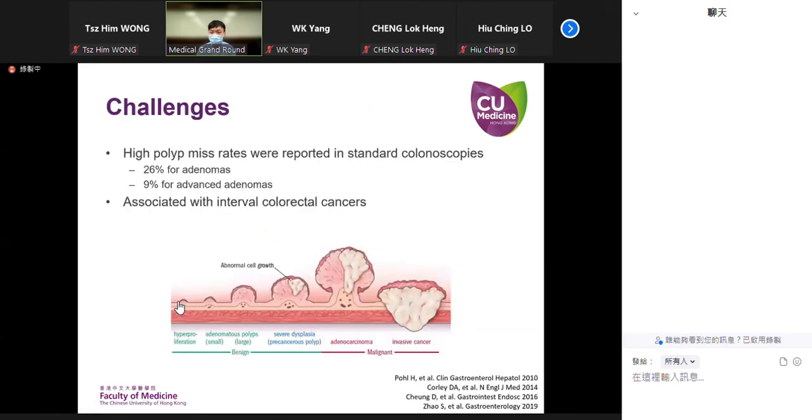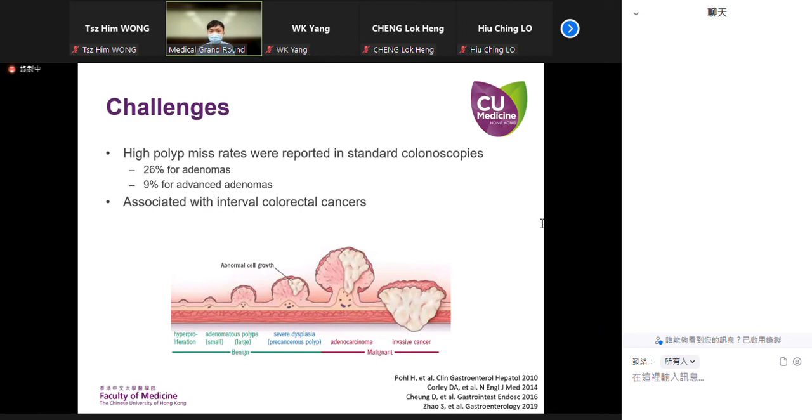But with all these advances, how well are we doing during colonoscopy? Actually, still not very good. A previous study has shown that the polyp miss rate is still very high in standard colonoscopy, with up to 26% for adenoma and also 9% for advanced adenomas.